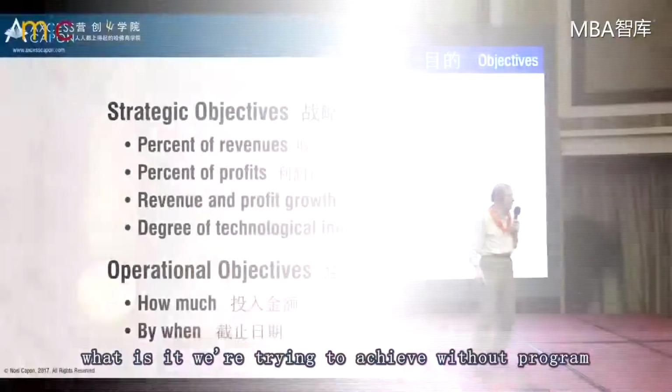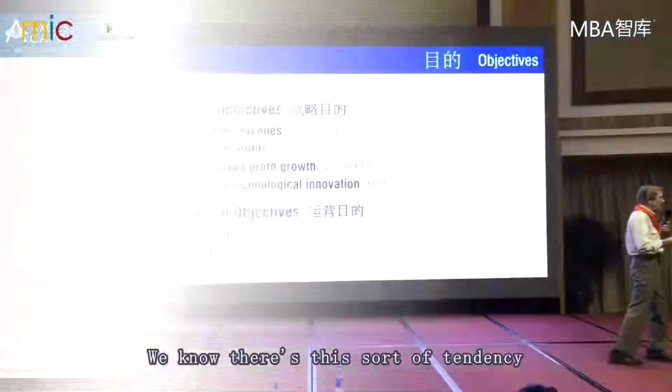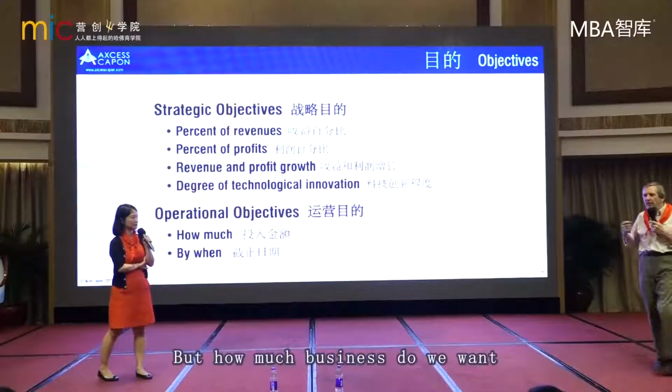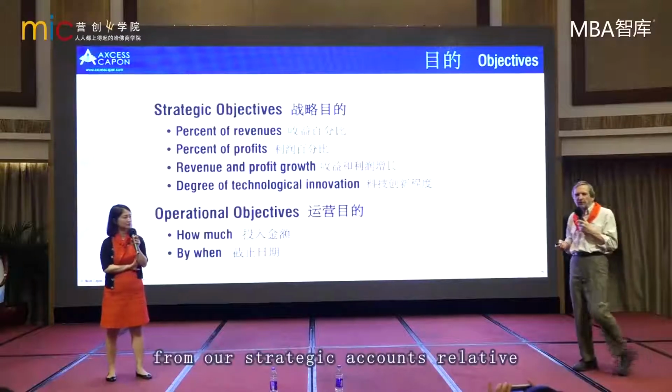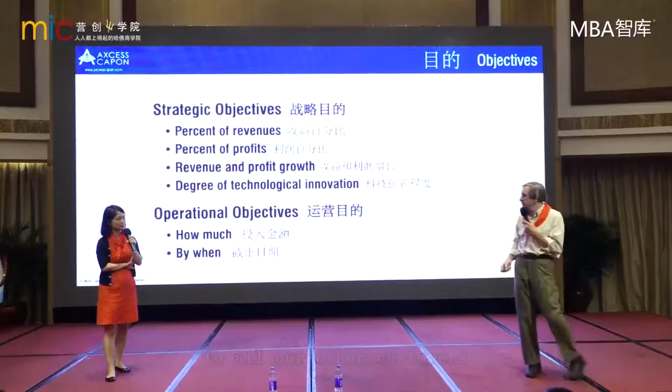What is it we're trying to achieve with our program? We know that there's this sort of tendency for an 80-20 rule to go on, but how much business do we want from our strategic accounts relative to all our other customers?